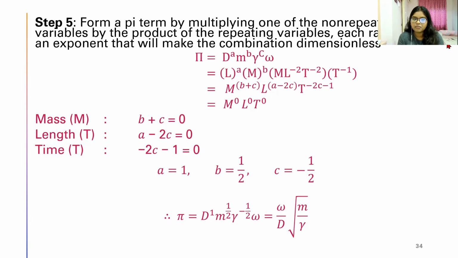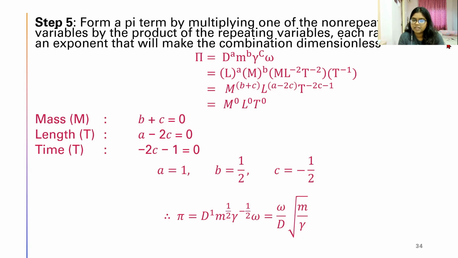Step 5, form a pi term by multiplying one of the non-repeating variables by the product of the repeating variables, each raised to an exponent that will make the combination dimensionless. So pi is equal to diameter to the power of a, mass of the cylinder to the power of b, specific weight to the power of c, and omega. A, b, c, we just assume first, okay? And then just substitute in the dimensions. And then we can get M to the power of b plus c, L to the power of a minus 2c, and T to the power of negative 2c minus 1.